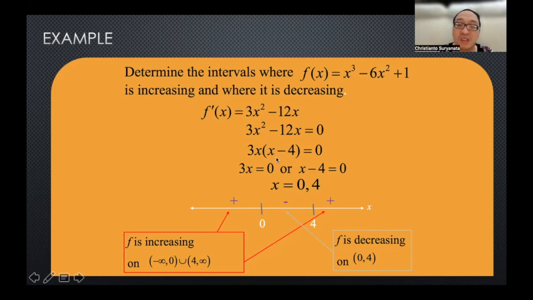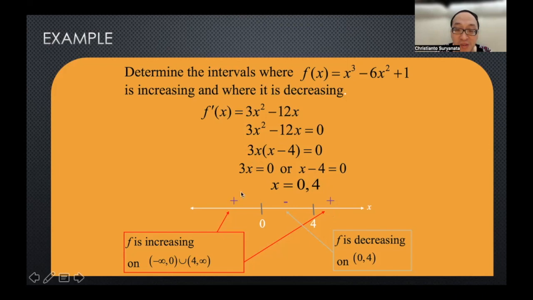1 minus 4 is negative. So positive times negative is a negative. And we do again 5, for example. 3 times 5 is positive. 5 minus 4 is also positive. So positive times positive is a positive.